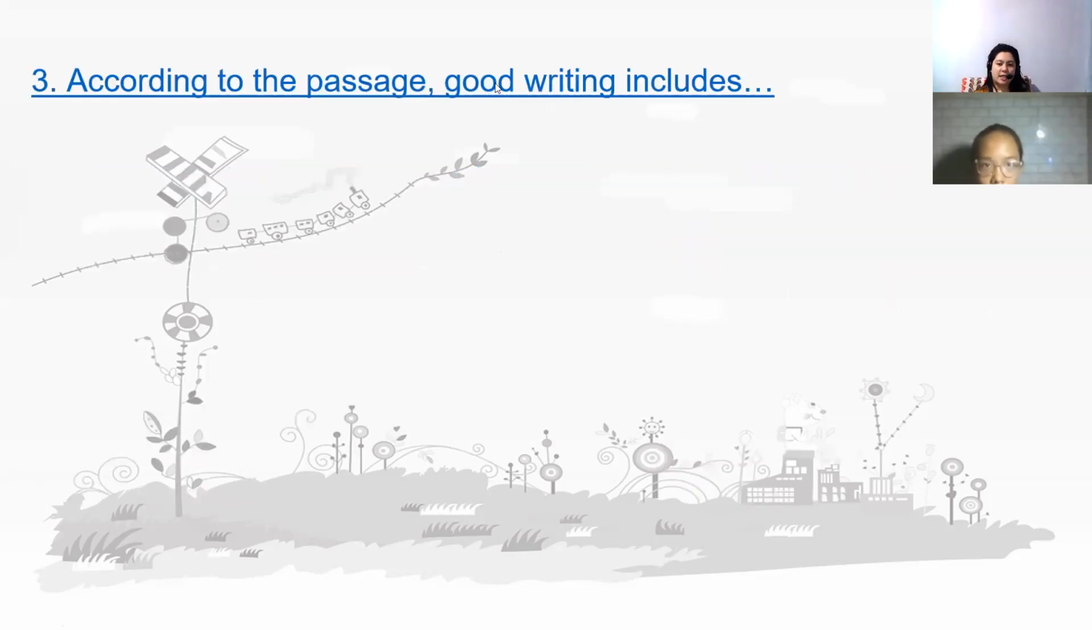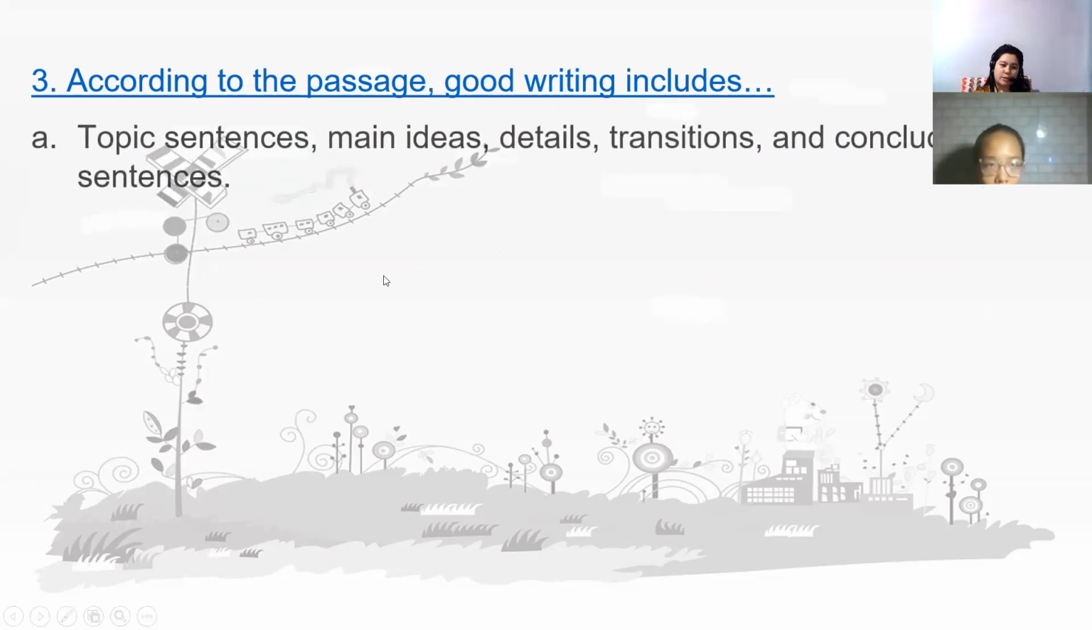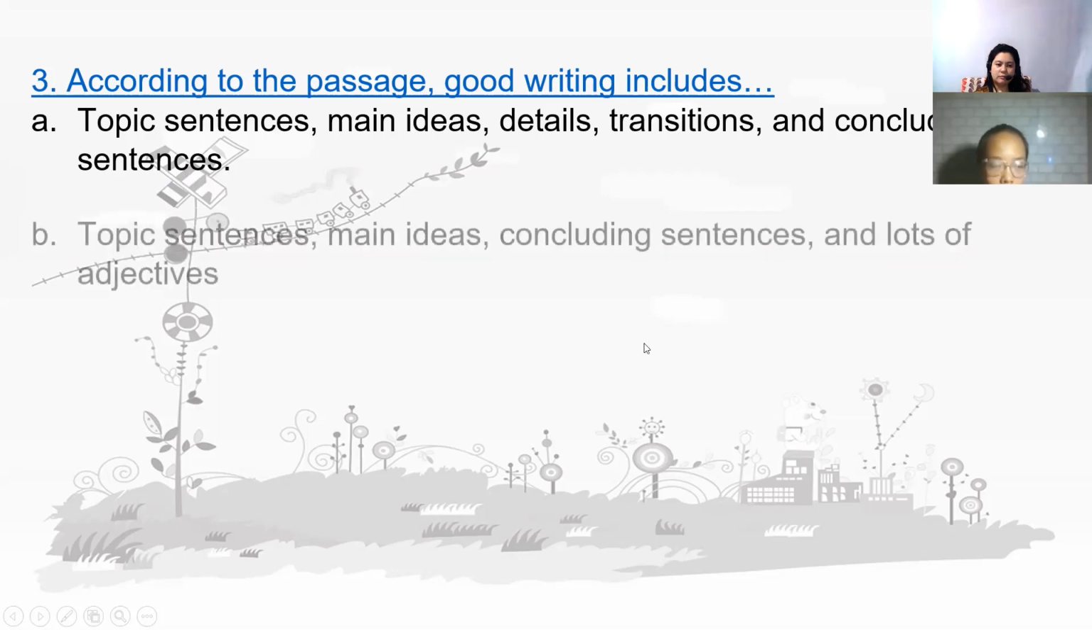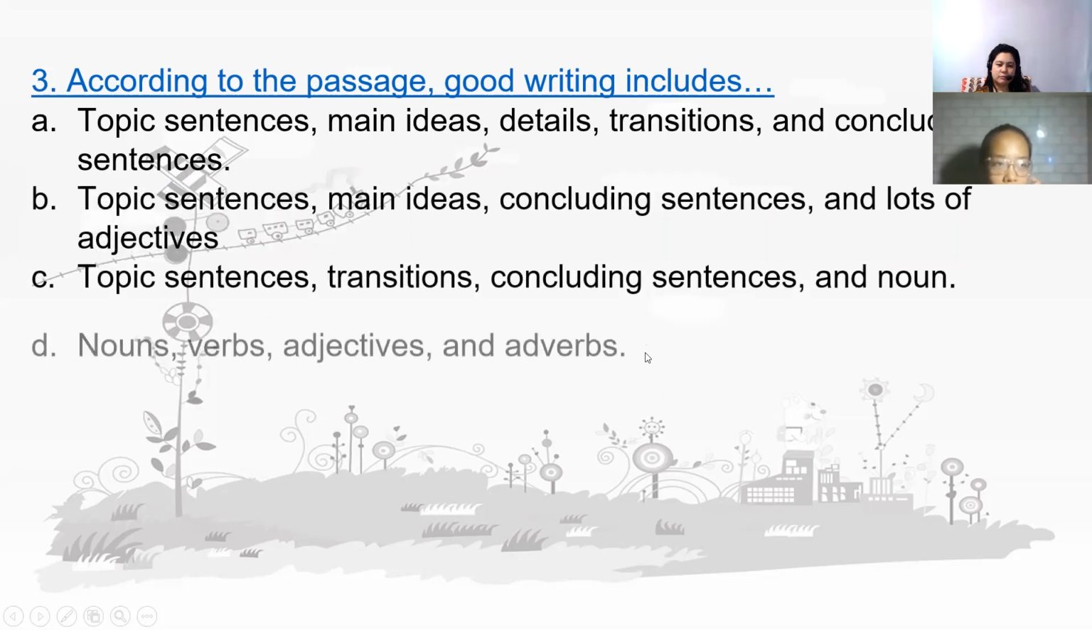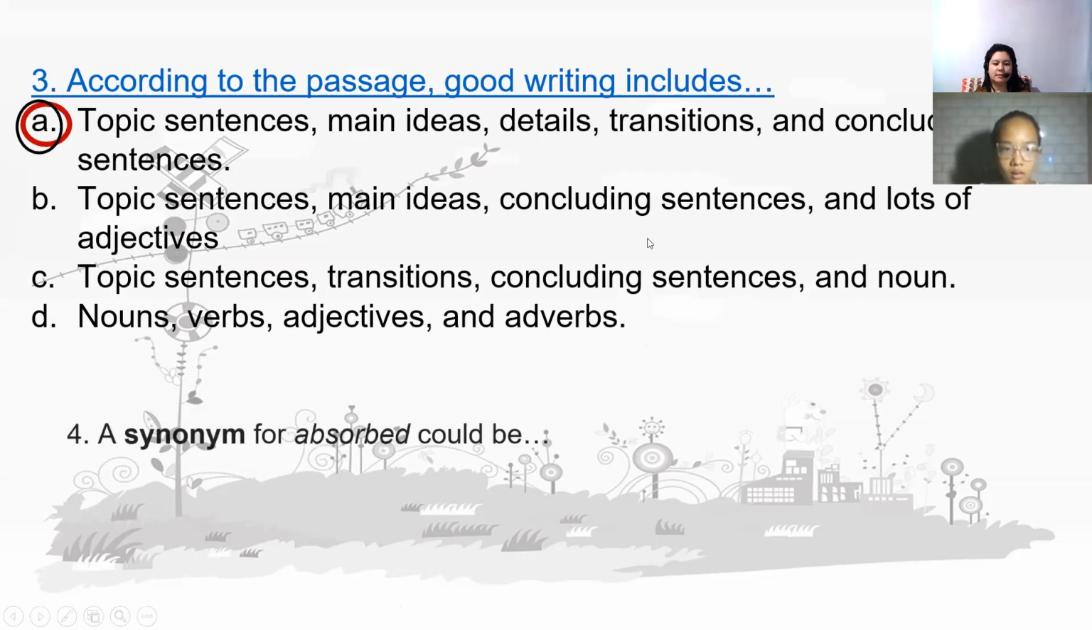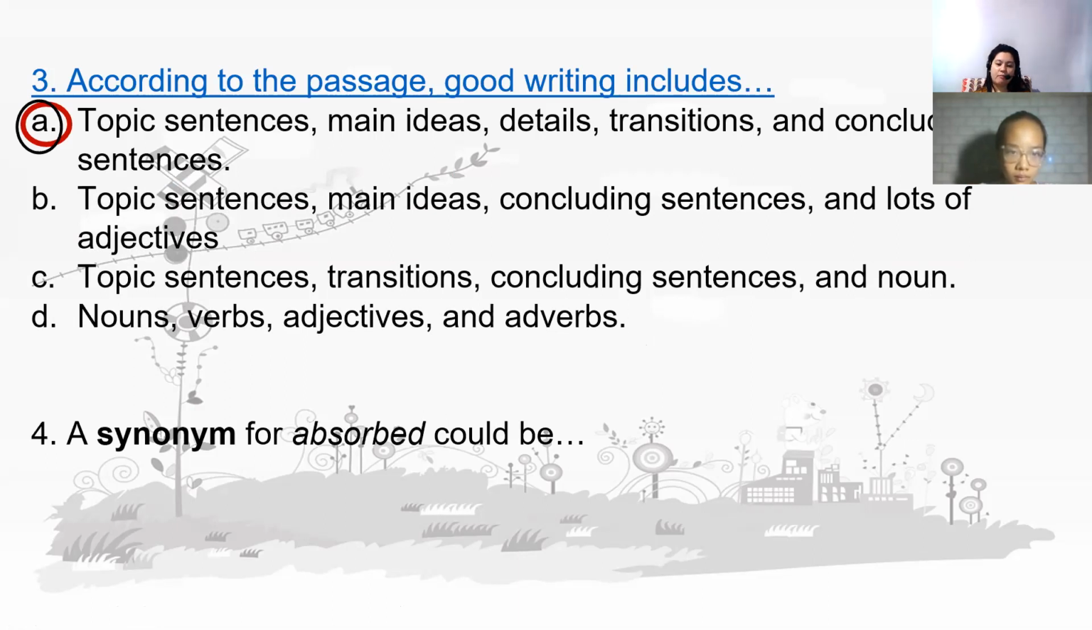According to the passage, good writing includes. Can you read the options, Olivia? Yes, I think topic sentences, main idea, details, translations, complete sentences. Okay, let's check your answer. And you are correct. Next, a synonym for absorb could be.